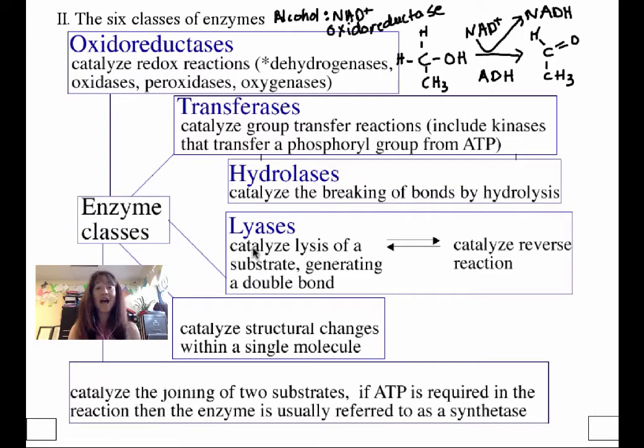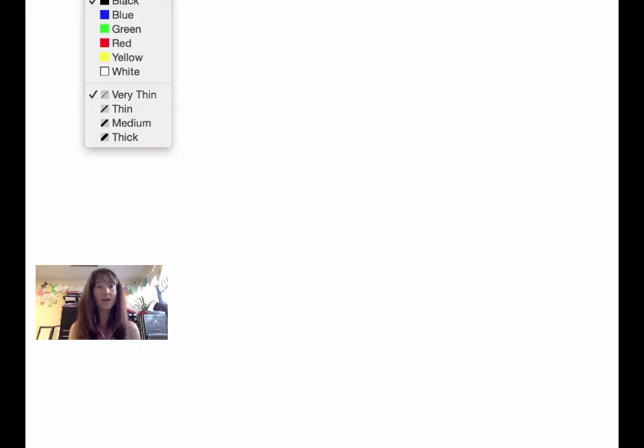Now I want to look at lyases. Lyases catalyze the lysis of a substrate, and in doing so, they generate a double bond. So I actually want to draw one of these circumstances for you so we can see what we would be looking for when we see a lyase. It's interesting to note that when lysis of the substrate occurs, it really commonly causes a double bond to be introduced. So let's pull up a blank sheet of paper and see if we can draw one epically cool reaction catalyzed by a lyase.